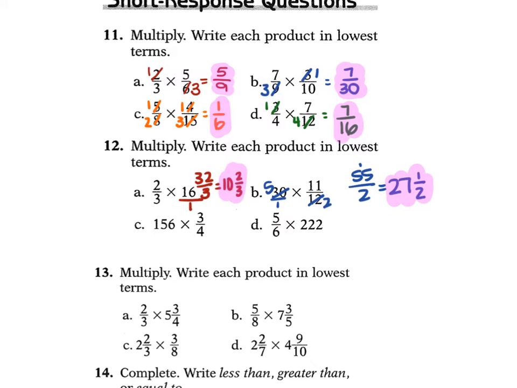For C, we have 156 times 3/4. The 156 is going to be put over 1. The 4 goes into 156 39 times. So we're doing 39 times 3, which is 117.